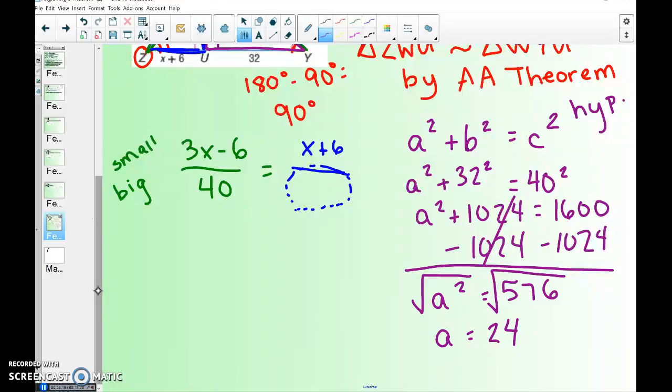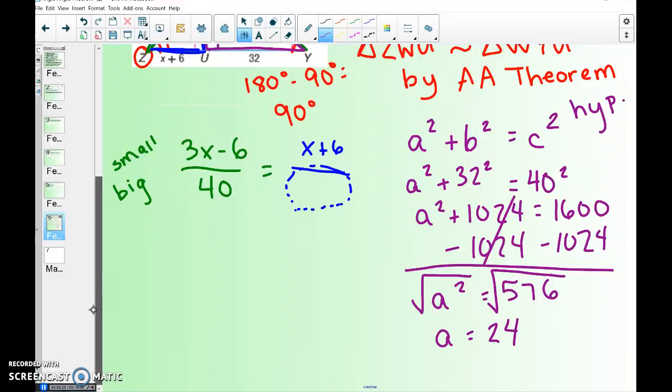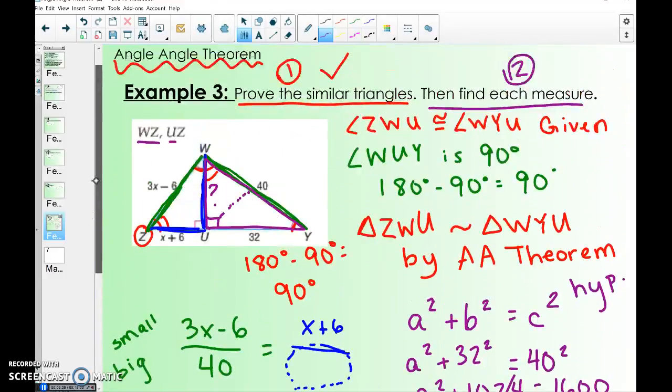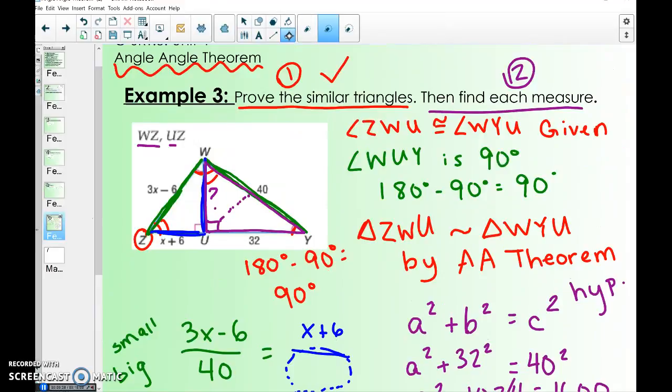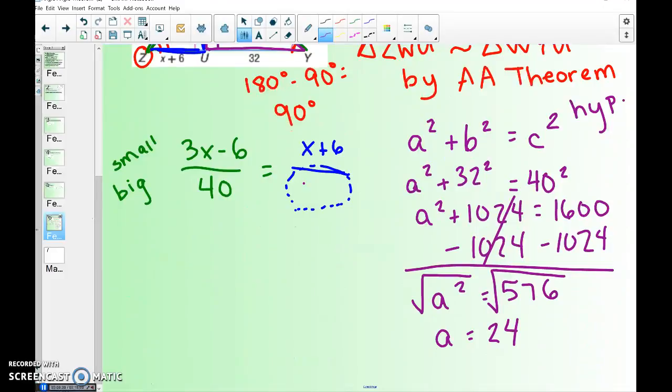Okay. So back on up here, based on my little Pythagorean theorem sidestep, that must mean that this guy is actually 24. Okay. Like I said, a little extra work to get where we wanted to go, but nothing we can't handle.